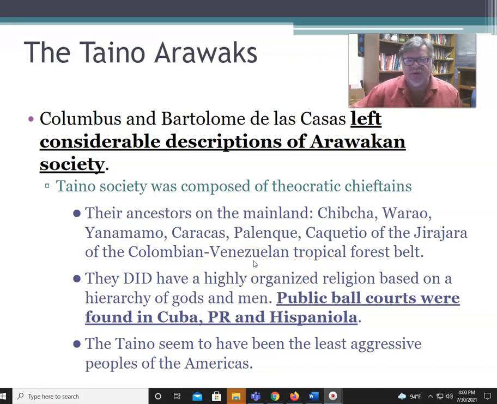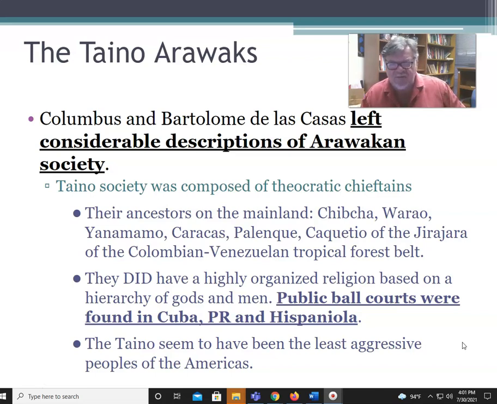Both Christopher Columbus and Bartolomé de las Casas left extensive eyewitness journals of their contact with the indigenous peoples. So a lot of what we know about the Arawakan or Taino society comes from their writings. The Taino society was composed of theocratic chieftains. They were related to other groups on the mainland of South America, what we call today Colombia and Venezuela.